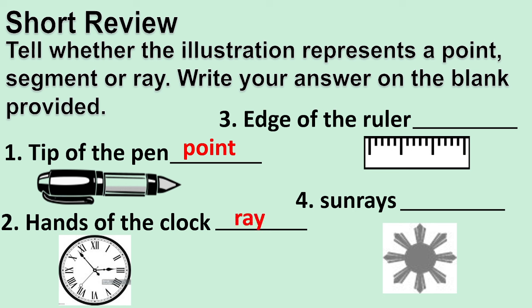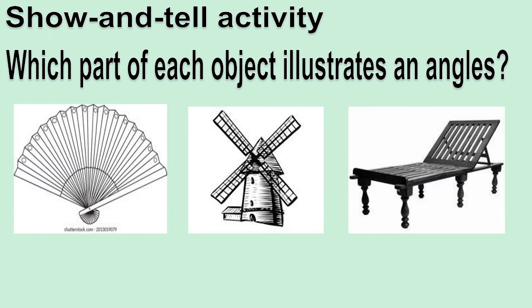Number 3. Edge of the roller. Segment. Number 4. Sun rays. Ray. Next, which part of each object illustrates an angle?